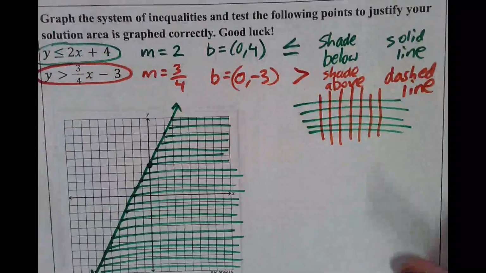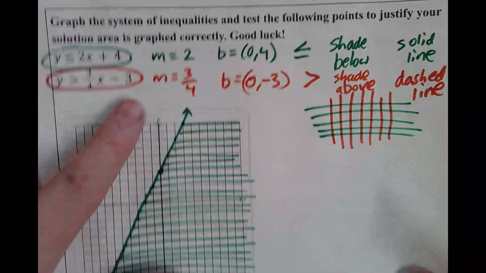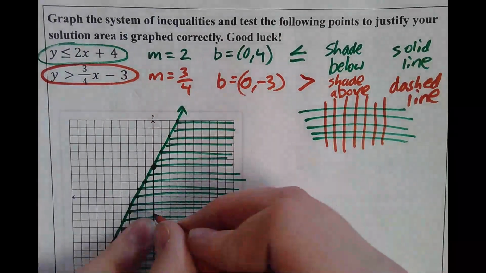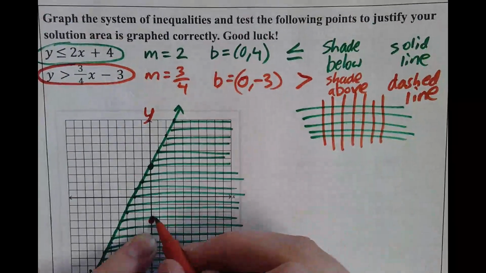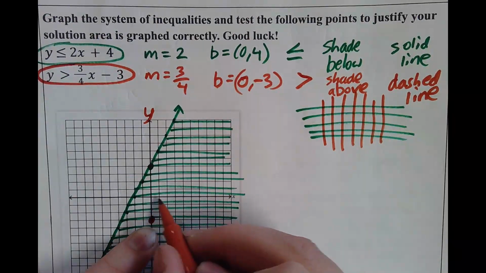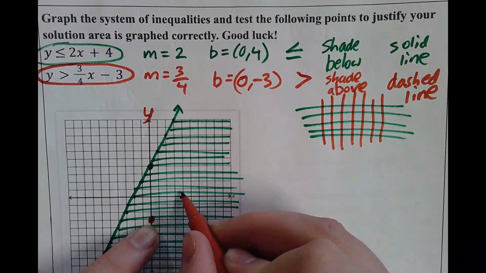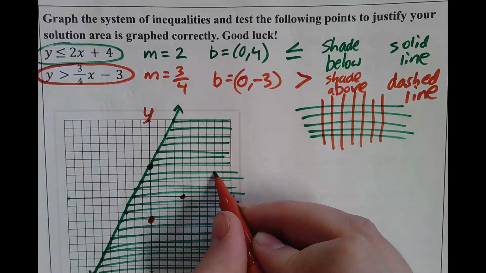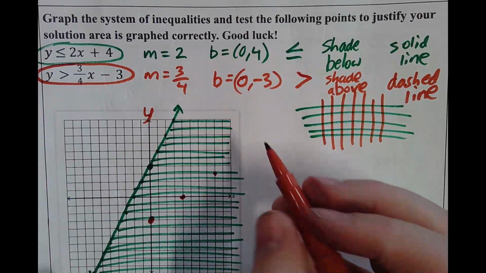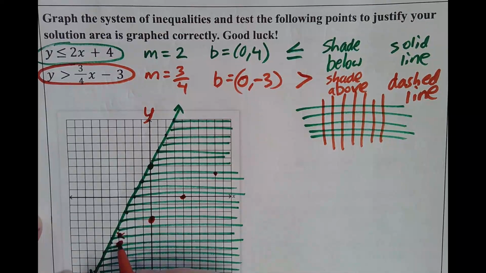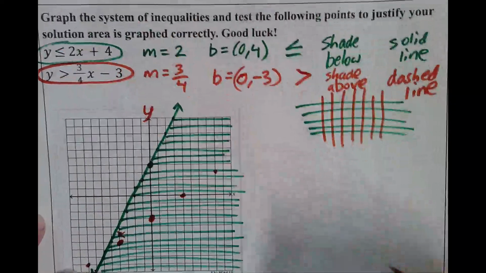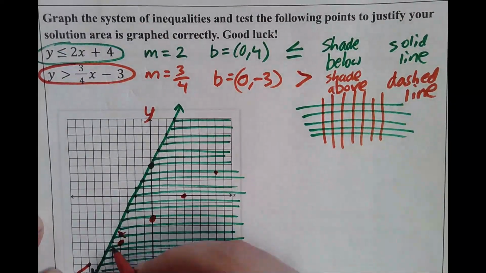So very carefully I'm going to graph these dots, starting at -3. Our y-intercept is where it crosses the y-axis. And the slope is 3 over 4, so I'm going to go up 3 and over 4. Up 3 and over 4. Down 3 and left 4. Okay, I'm going to do my dashed line.